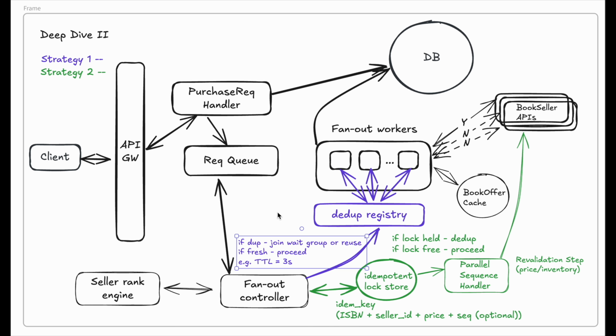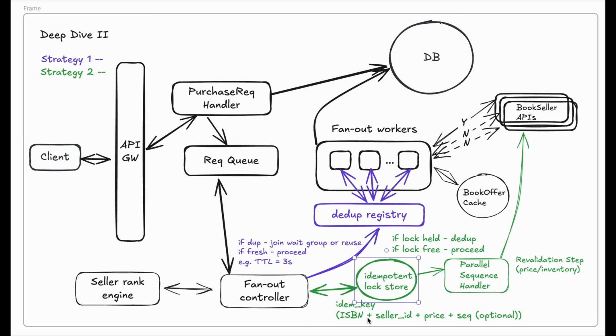When the find out controller gets a request, it first checks its registry. If a lookup for the same, for example, ISBN plus price bucket is already active, it joins the group and waits for the result. If not, it starts a fresh resolution and writes into the registry with a short TTL, say 3 seconds. This prevents redundant find outs when many users request the same book in a short burst. Now moving on to strategy 2, idempotent purchase logic. We've added a green color path for the safe purchasing.